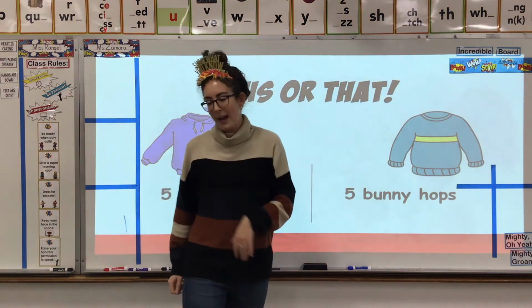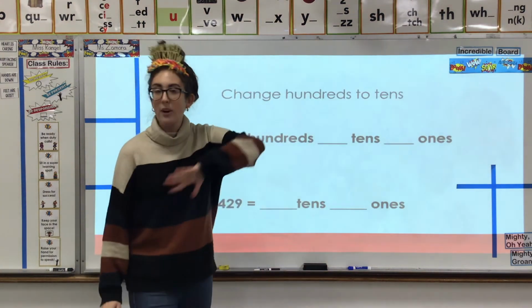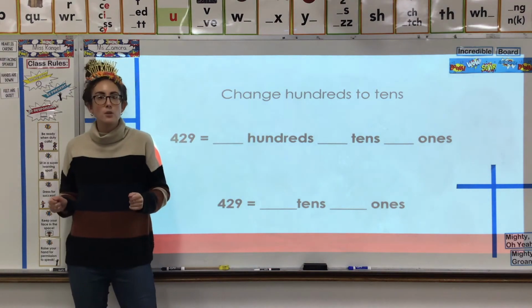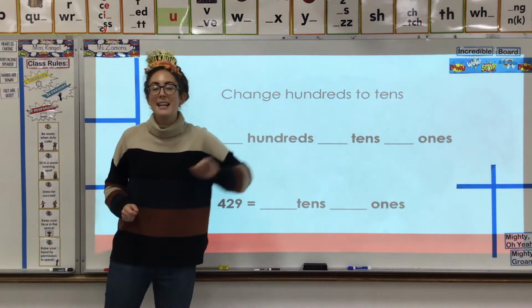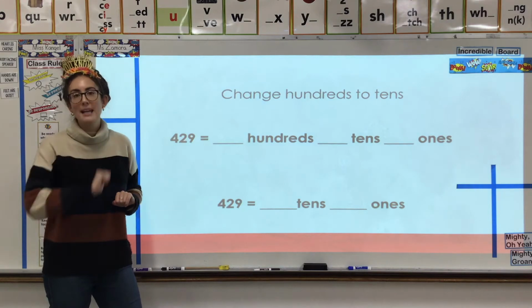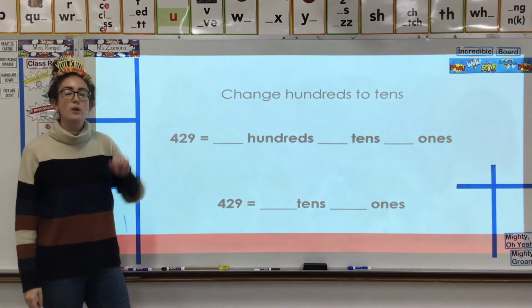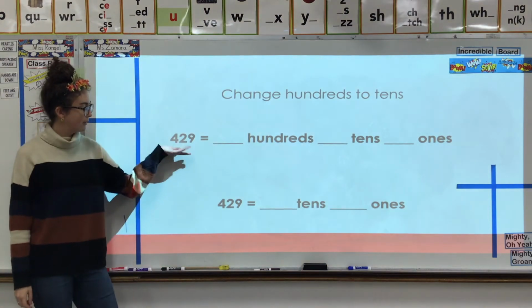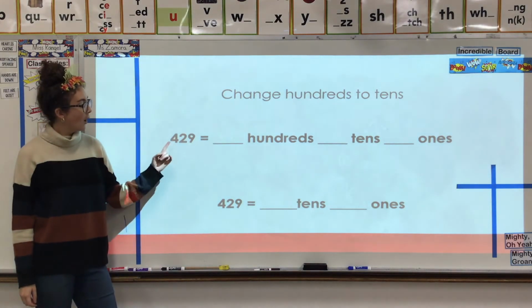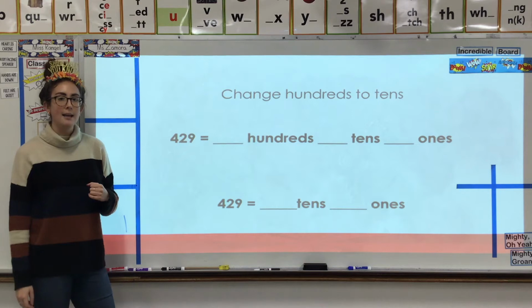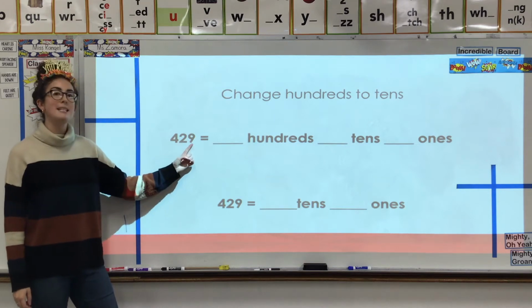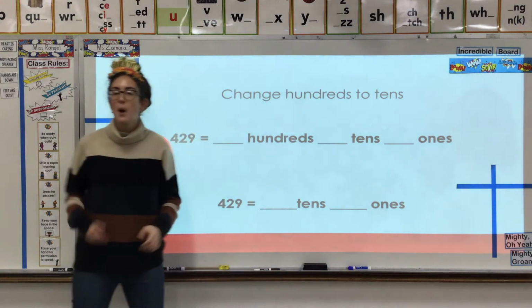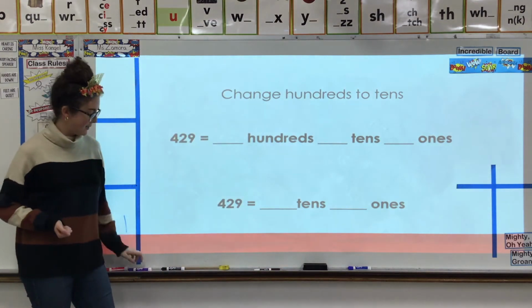So come on, sit back down, and you're putting your chart to the side and bringing out any other writing tool you have. So your chart is now to the side, it's totally at rest, and we're trying this challenge just in our heads. Okay, we've got a brand new number, 429.